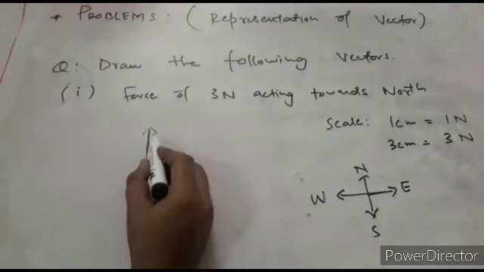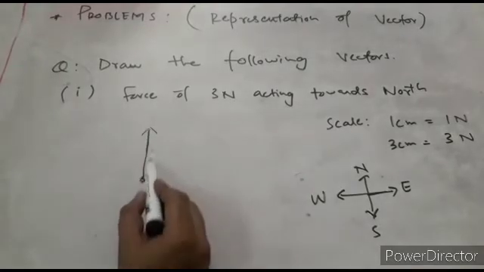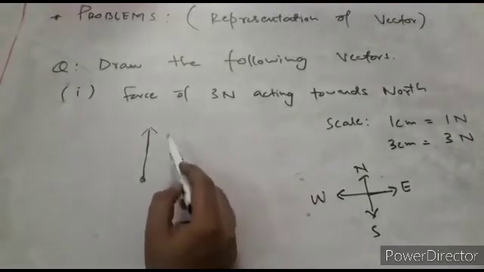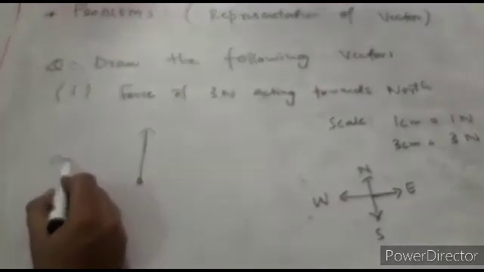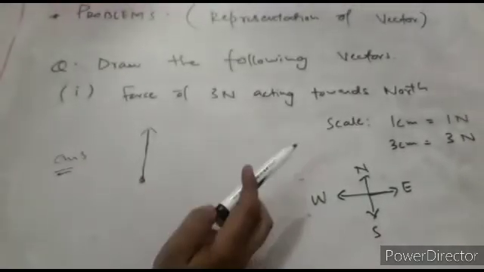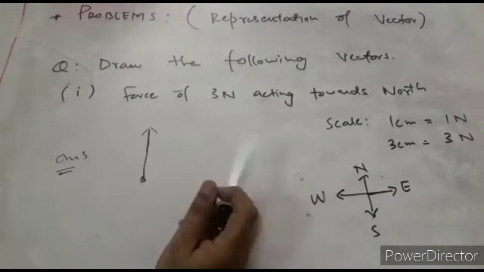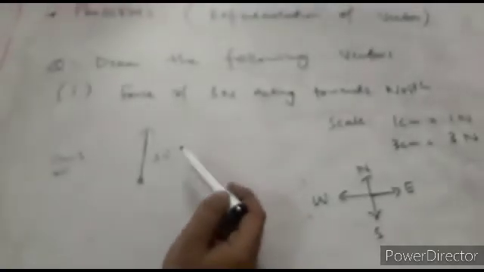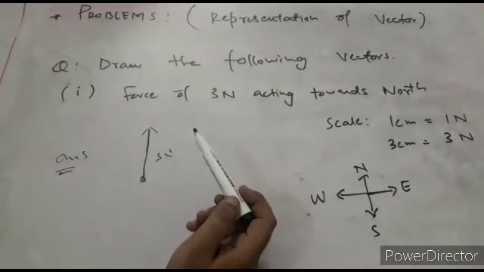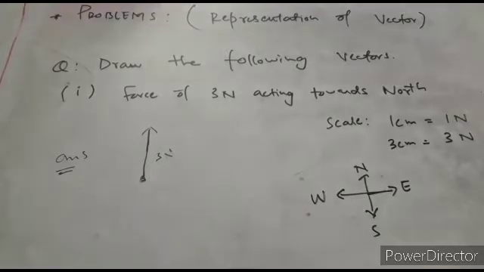This arrow shows the direction. It's going in the north direction. This is the north direction, upside. So this is the answer. But make sure you set the scale and a reference scale for direction as well. You can write 3 centimeter or 3 Newton, both, because you have set the scale here. Clear everyone? Okay, moving to the next problem.